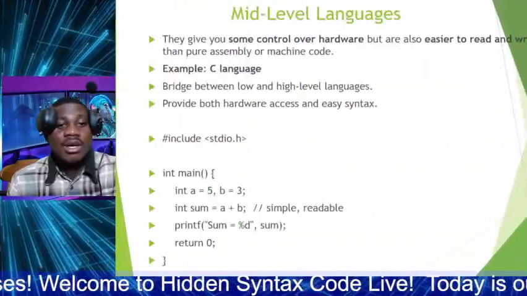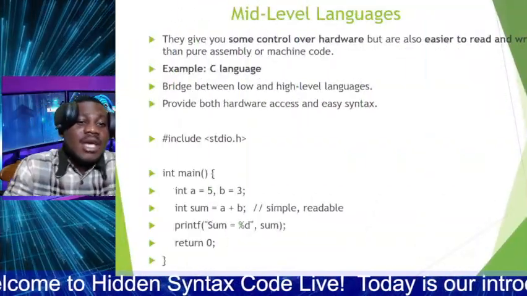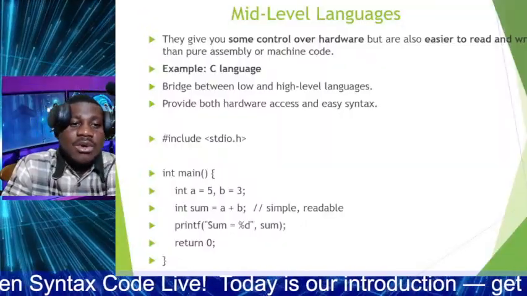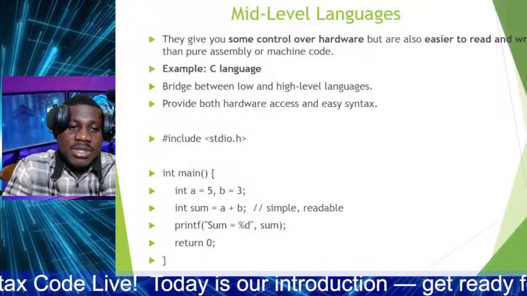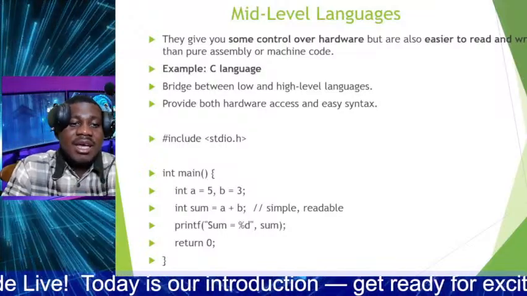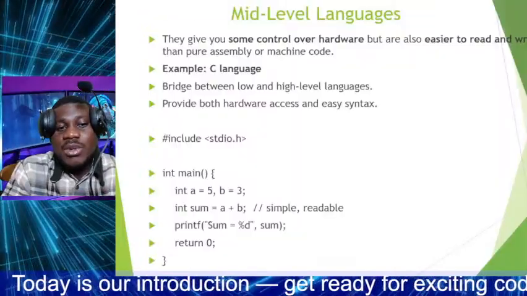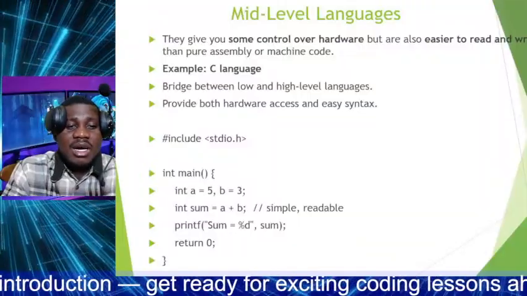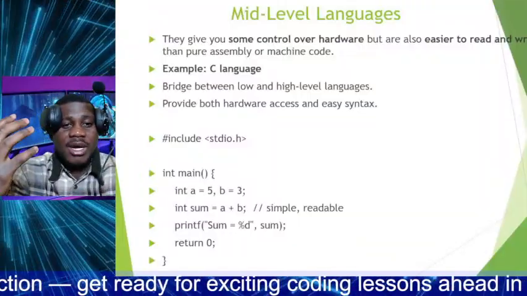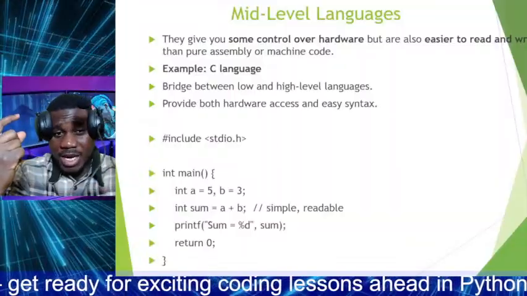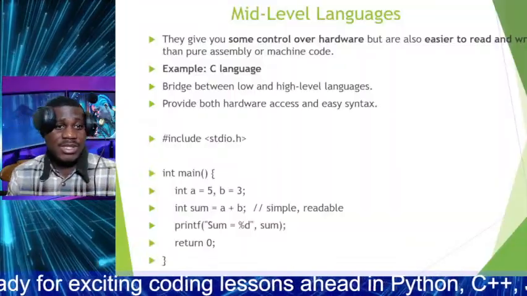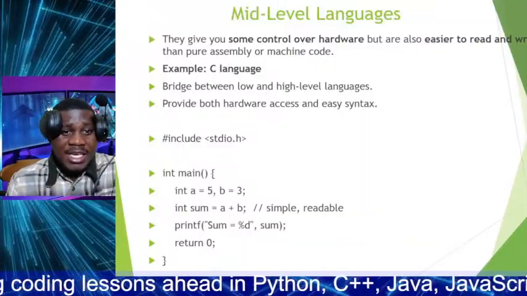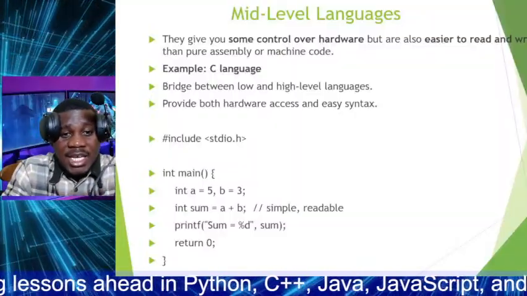Okay, so let's proceed and talk about mid-level languages. Mid-level programming languages are a combination of natural languages and symbols. An example of a mid-level programming language is the C programming language. When you see the syntax of C, you are going to see that it is a mix of natural language and symbols.